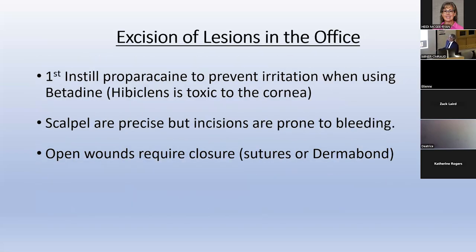Okay. So if you're going to remove any lesion on the eye, then put a drop of proparacaine in the eye first. Betadine is harmless to the eye, but it stings. And you don't want the patient squeezing their eyes constantly when you're trying to remove something because their eye is burning. So put a drop of proparacaine in first. Scalpel incisions are easy. They're very accurate, but they tend to bleed. And then you've got to sit there with the hot tip cautery, another one, to keep dabbing away at it. So pick and choose your methods.